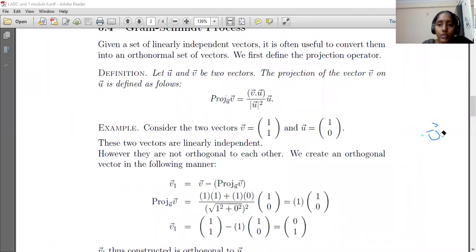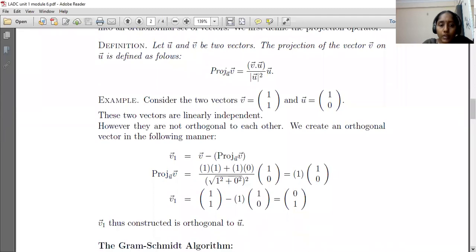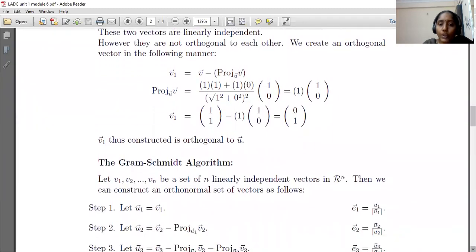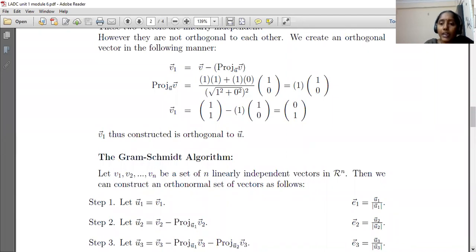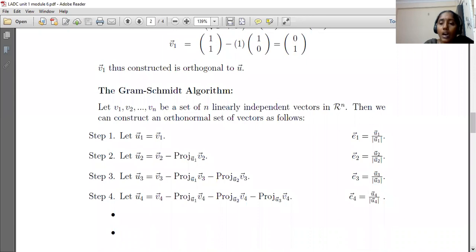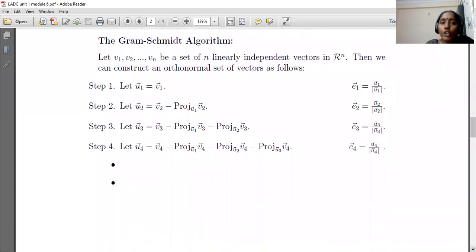So here now we discuss the Gram-Schmidt process. Mainly this Gram-Schmidt process is to reduce a set of linearly independent vectors to orthogonal vectors and then orthonormal vectors. Here we consider V1, V2 and so on up to Vn, a set of n linearly independent vectors in R power n. That means the dimension is n. Then we can construct an orthonormal set of vectors as follows.